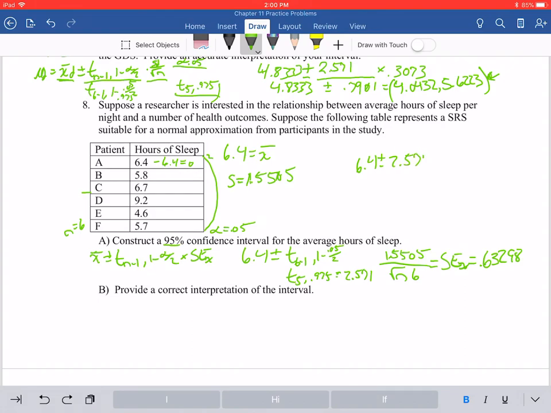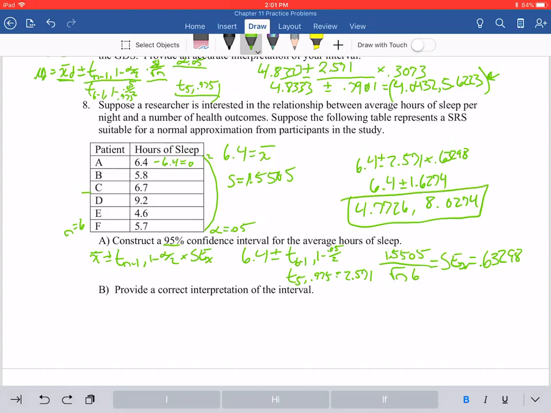Put this all together in our formula. 6.4 plus or minus 2.571 times 0.6328. I like to go super slow. Multiply this out. You're going to get 1.6274. Confidence interval is going to be 4.7726 to 8.0274.